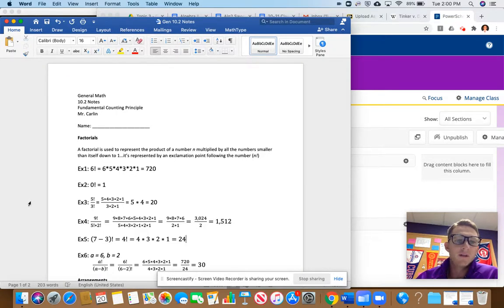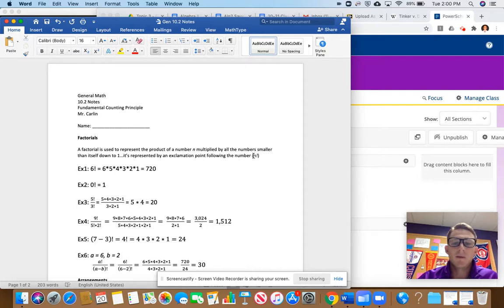We are moving on to 10.2 with the fundamental counting principle. So, a little introduction to what a factorial is. Right here, a factorial is used to represent the product of a number n multiplied by all the numbers smaller than itself, all the way down to 1. And it's represented by an exclamation point following that number.